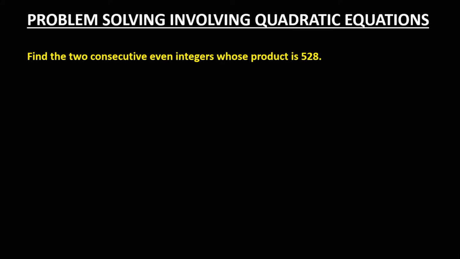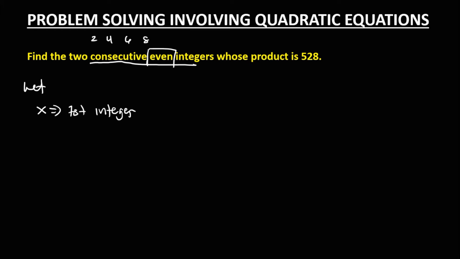For the next problem, find the two consecutive even integers whose product is 528. Again, we let x be the first integer. Since they are consecutive even integers, the difference is 2, like 2, 4, 6, 8. So the second integer is x plus 2.